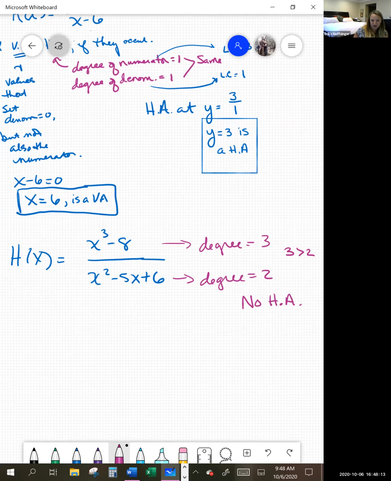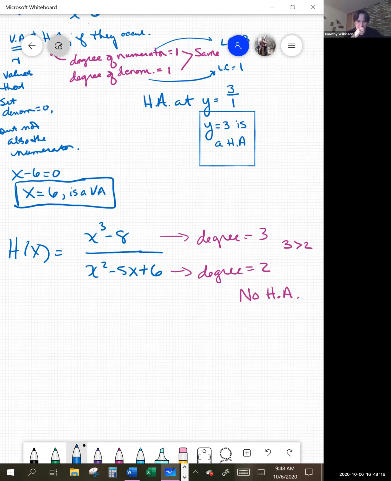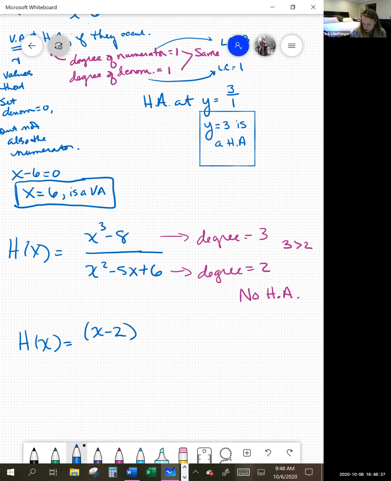Okay. Now for the vertical asymptote, I have to factor. It's really helpful that you factor both the numerator and denominator. I see this as a difference of cubes. I'm going to factor it really quick because we're running out of time. This could be x quantity cubed minus 2 quantity cubed. The difference of cubes factors as x minus 2 times x squared plus 2x plus 4, all over, and to factor our denominator, two numbers that multiply to 6 but add to -5 are -2 and -3. So x minus 2, x minus 3.